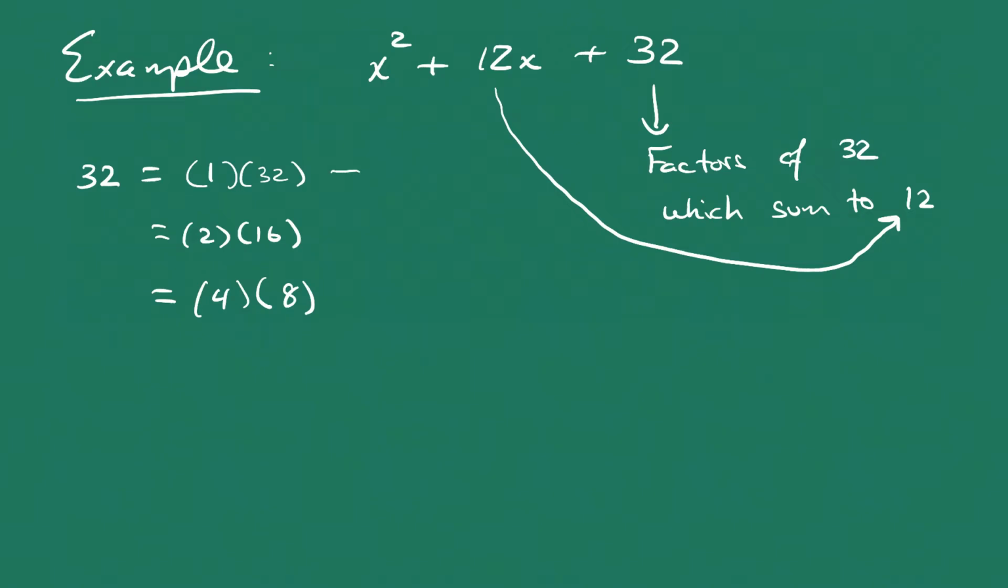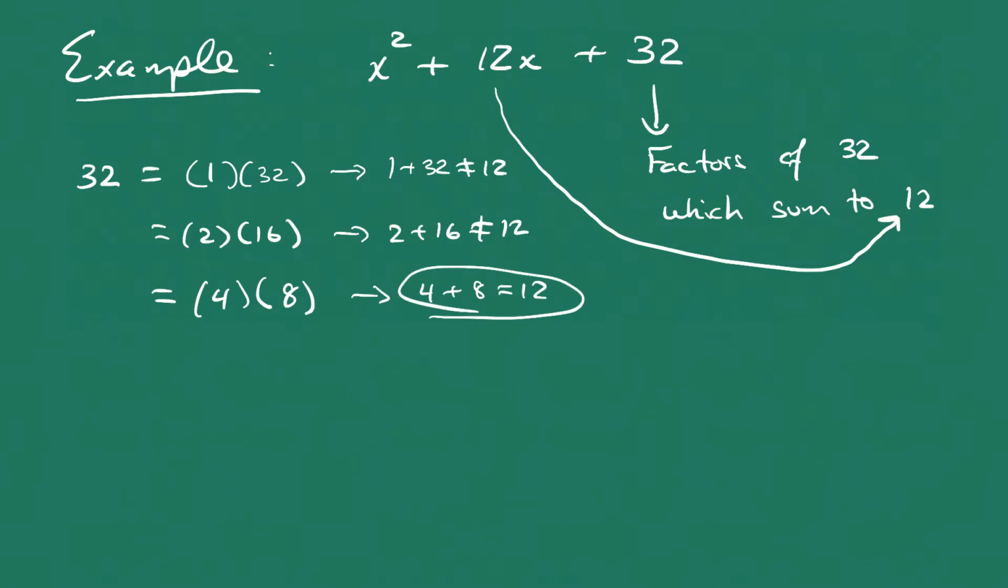Well, if we look at our condition now that these things have to sum to 12, 1 plus 32, well, that's not 12. 2 plus 16, that ain't 12 either. But if we do 4 plus 8, now we do see we do get 12. And so what's the combination that works? x squared plus 12x plus 32 should factor as x plus 4 and x plus 8.